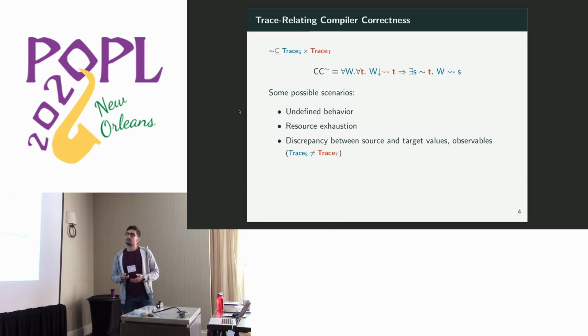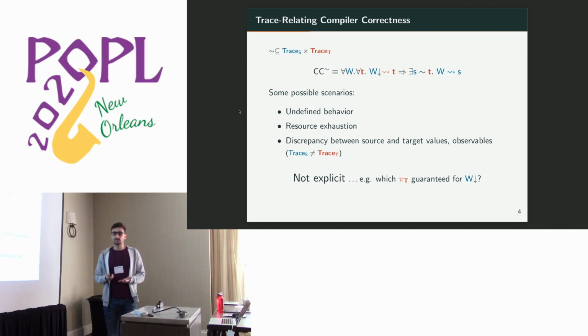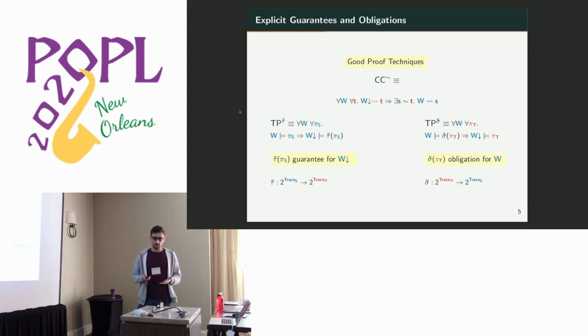But it has a main drawback, and that is it is not explicit. In the sense, for instance, it's not clear what is the target property that is guaranteed to hold after compilation, if we have some information on our source program. And so in what follows, I'll try to make explicit both the guarantees we have after compilation and the source obligation we should discharge in our program.